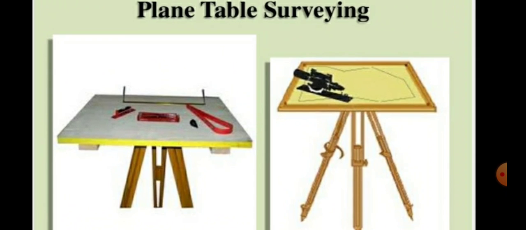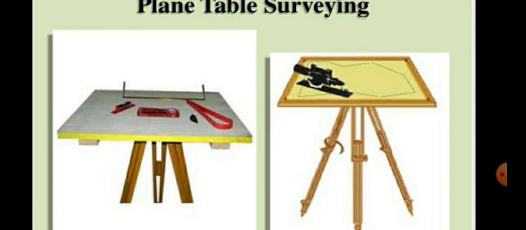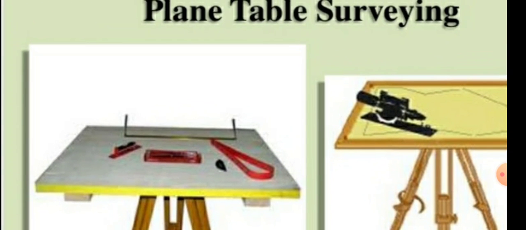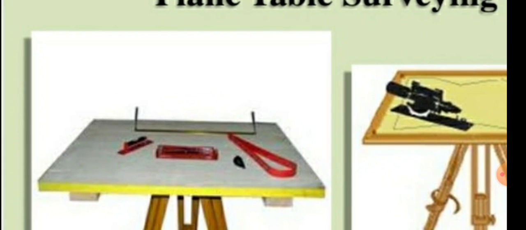This is the diagram of the plane table. You can see, in a similar way, the plane table is there, and it is mounted with the help of a tripod stand, and various accessories are placed on the plane table. As you can see, the level is there, the compass is there, the level tube is there, the plumb bob.